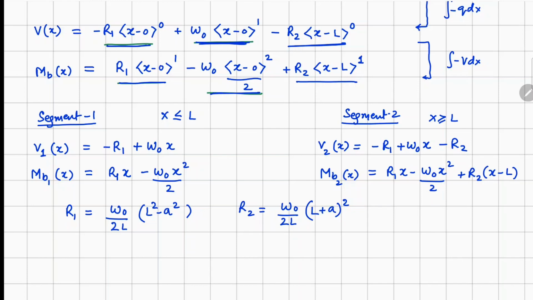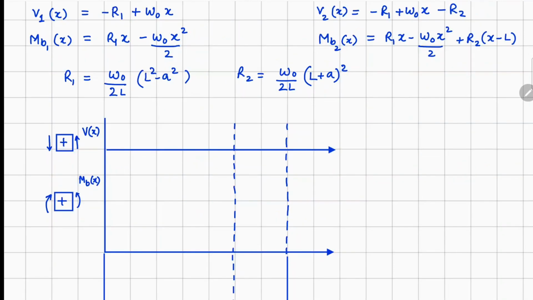So let me draw one axis for this. Here I have an axis system with the convention that we are following, and if I have to plot this V1 in segment 1, which is x less than or equal to L, we can evaluate this at 2 points, x equals 0 and x equals L. At 0 the value is going to be minus R1, so this is minus R1. At x equals L, this value is going to be minus R1 plus W naught L. So I can connect both of these points using a straight line.